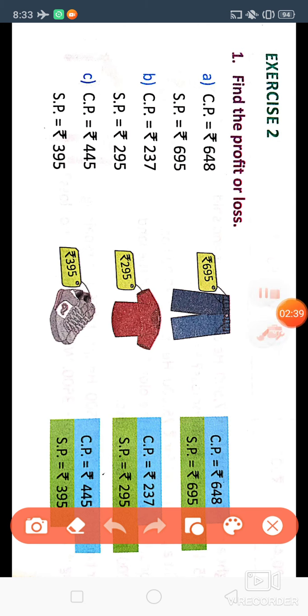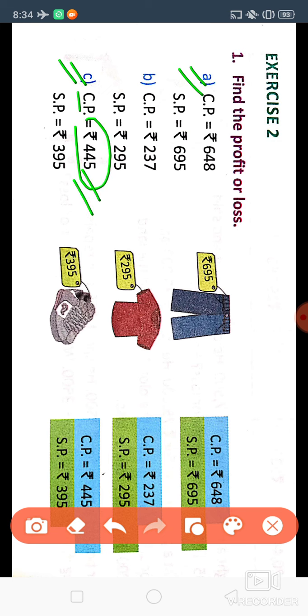So yesterday we saw this question number 1a, we have already done it. Now B you will solve on your own, and C I am going to tell you. Okay, what is the question? CP is 445 rupees. CP means you are buying for 445 rupees. Then SP means selling price. Selling price means you are selling for 395. You are buying for more money and selling for less money.